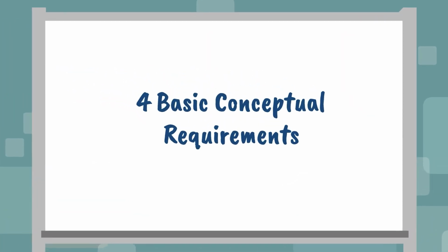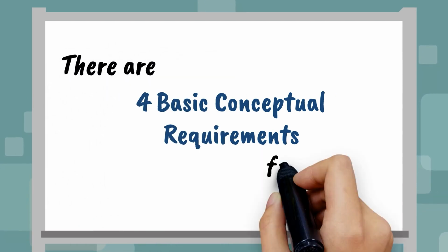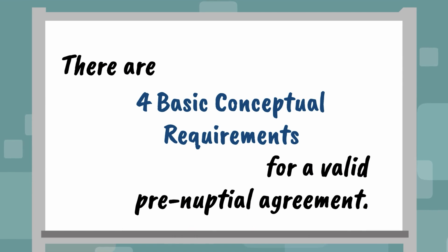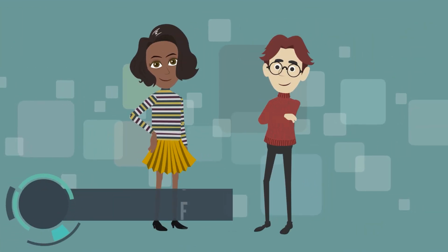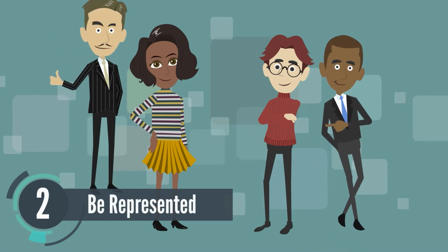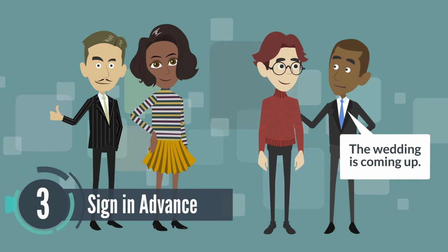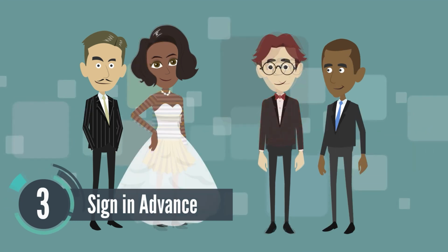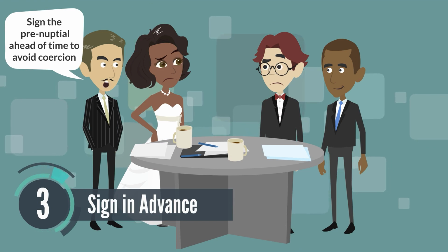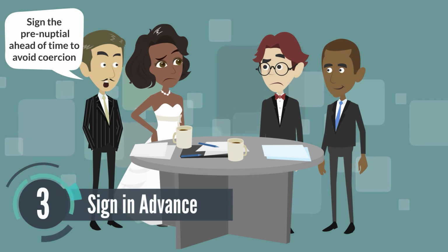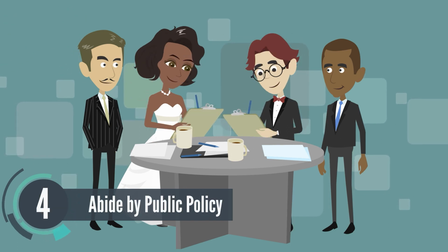4 basic conceptual requirements. There are 4 basic conceptual requirements for a valid prenuptial agreement. First, there must be full financial disclosure between the parties. 2, each party should be represented by an attorney. 3, the prenuptial agreement should be signed well in advance of the wedding so that the signing party is not under duress or pressure to sign the prenuptial at the last minute. 4, the agreement must not be against public policy.